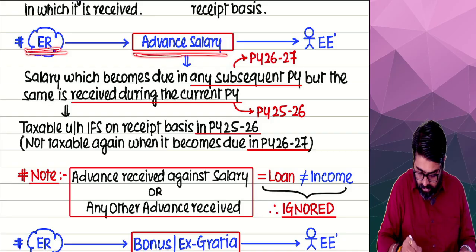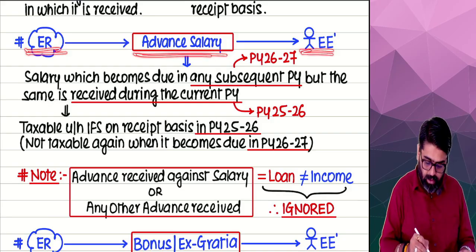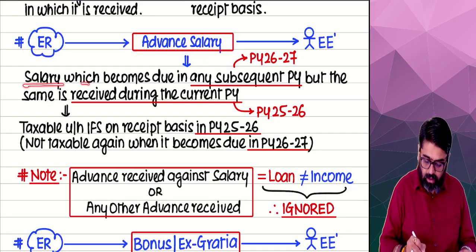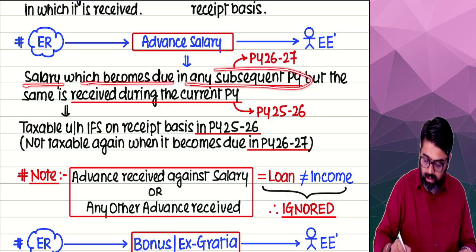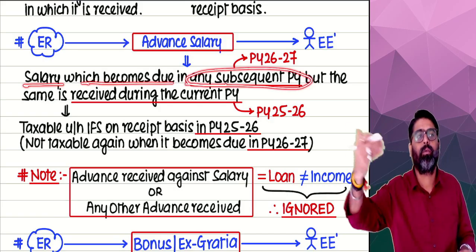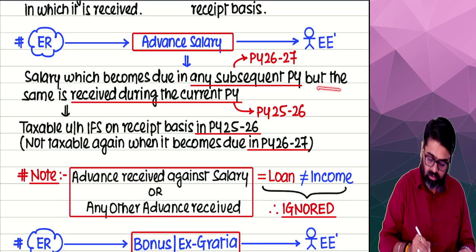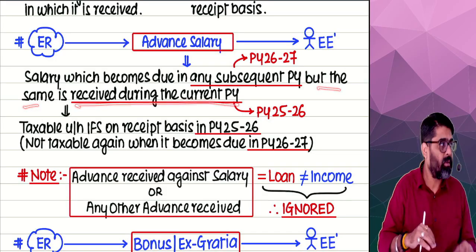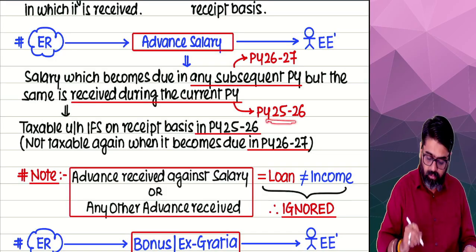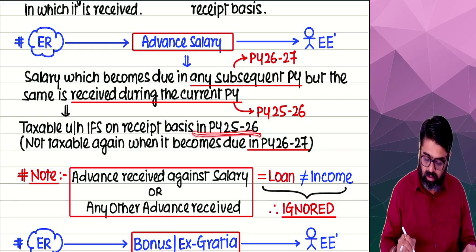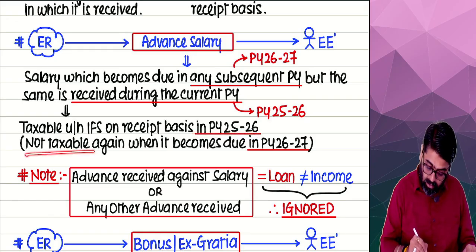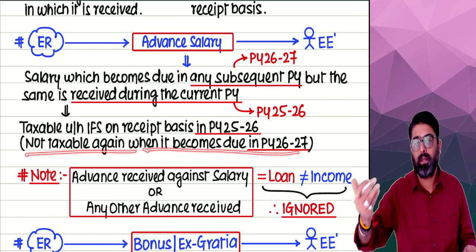Employer giving advance salary to the employee. So it is a salary which becomes due in any subsequent previous year, let's say 26, 27, but the same is received during the current previous year. Our previous year is 25, 26. It will be taxable under the head salary on what basis? Receipt basis. In which previous year? 25, 26. Not taxable again when it becomes due in the next year.